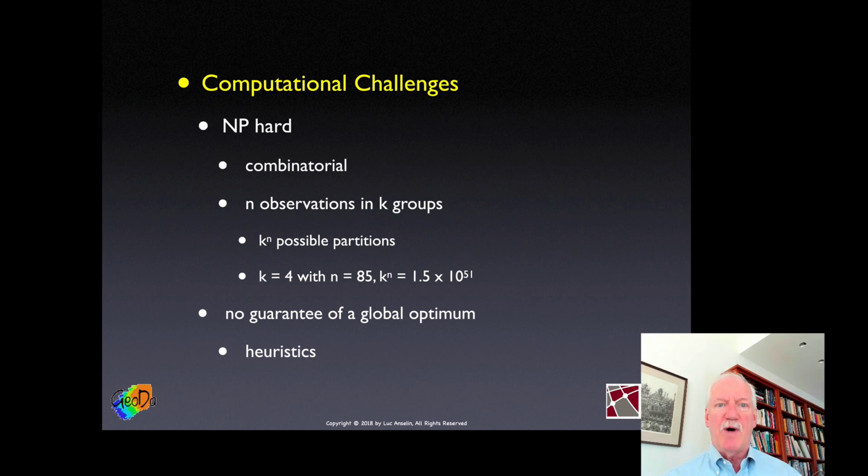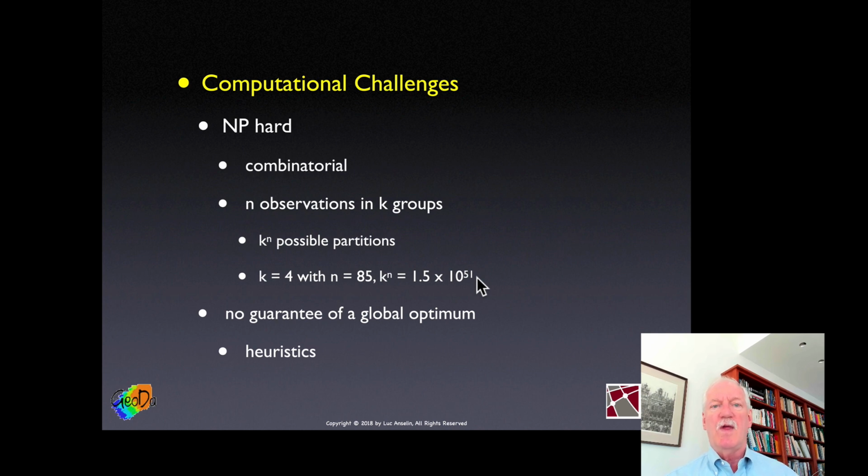Well, all the possibilities amount to k to the power n, where n is the number of observations and k is the number of groups, the number of clusters. And even with k as small as 4 and n as 85, which is the number of observations in our Gary example, k to the power n is something of the order of 10 to the 51st power. So it's combinatorial, it's tough. There are typically, in almost all the cases, no analytical solutions. So we have to use heuristics.